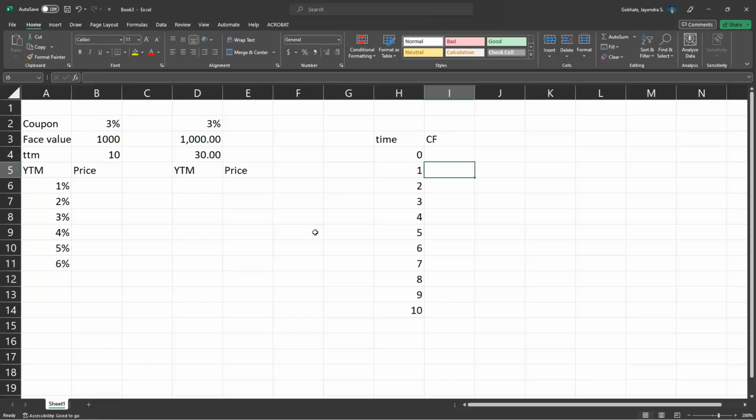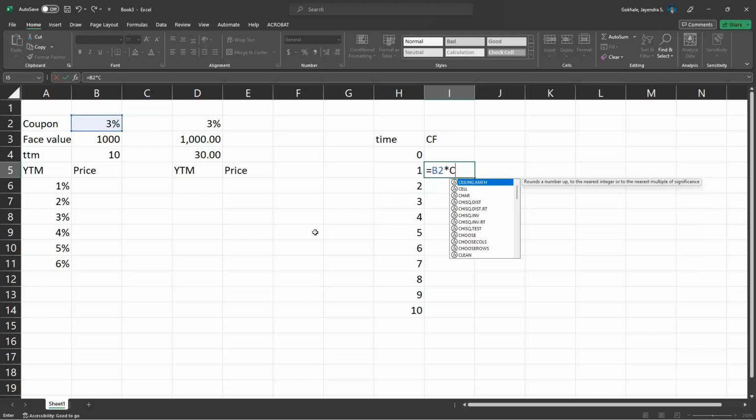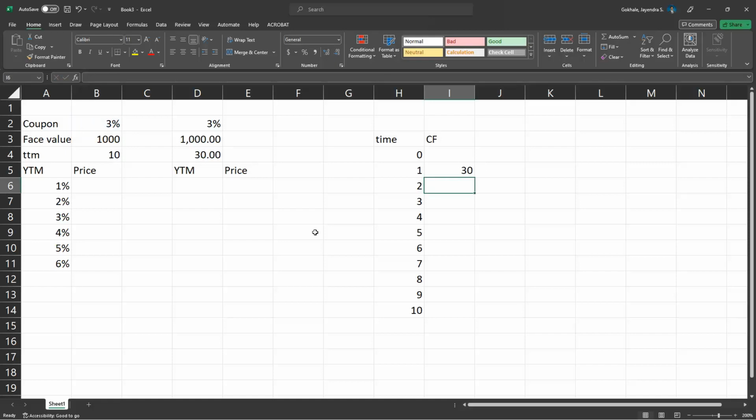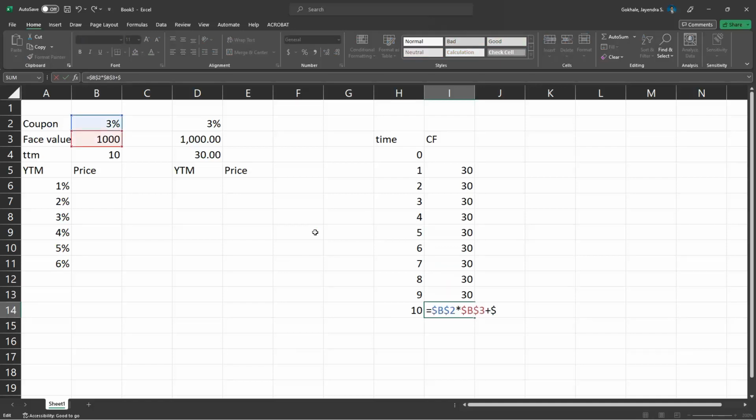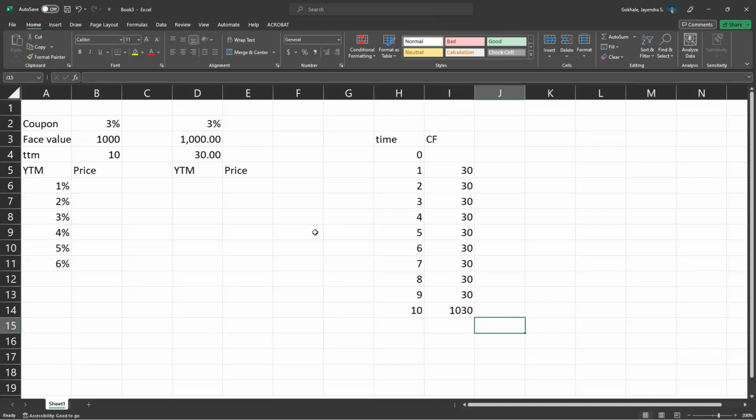Each year we get 3% of $1,000, so B2 times B3. We'll have to fix that: $B$2 times $B$3, or $30. So 30, 30, 30, 30, 30, 30, 30, 30, and then plus $B$3. We don't really need $B$3, but good. Now, this is the next step.